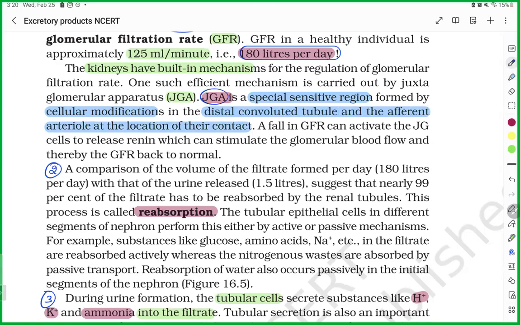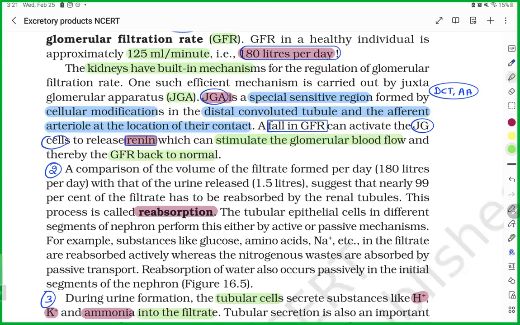How is this JGA formed? By the DCT and afferent arteriole. These two will form JGA. If GFR is less, like the kidney is not filtering properly because the filtration is slow, then the JG cell will get activated. When this cell gets activated, it will produce a popular hormone, renin. This renin will increase GFR. The function of the renin is to increase GFR.